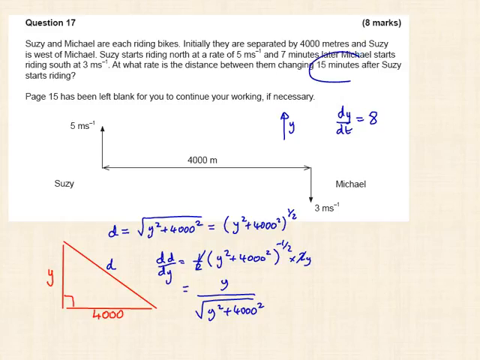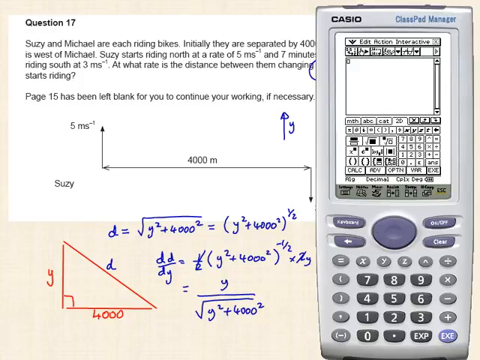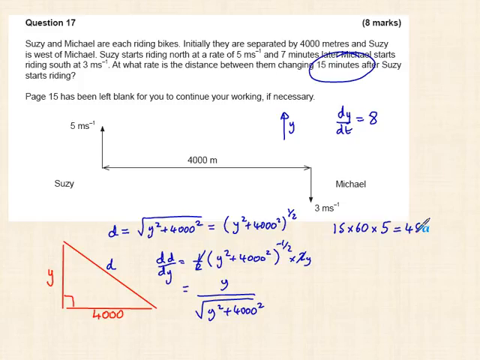We want the rate of change after 15 minutes, so we need y, the separation in this direction, after 15 minutes. At this time, Susie has been riding for 15 minutes, so that's 15 times 60 seconds multiplied by her speed. So we need to do 15 times 60 times 5, so 4,500.